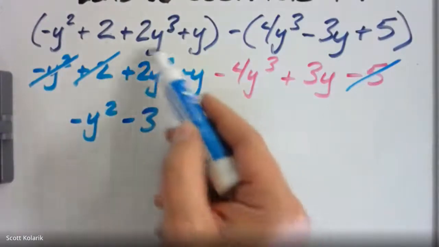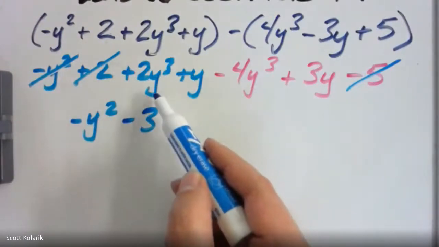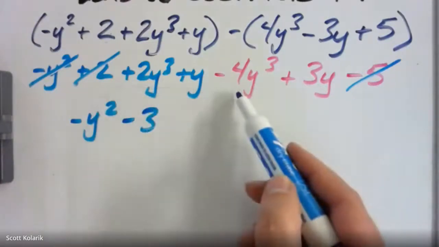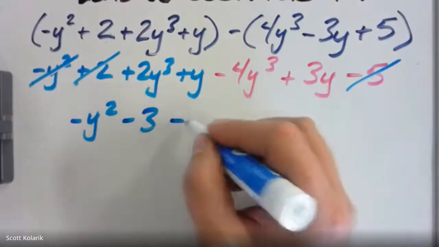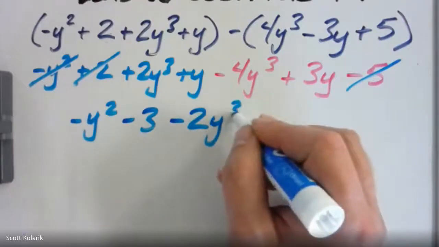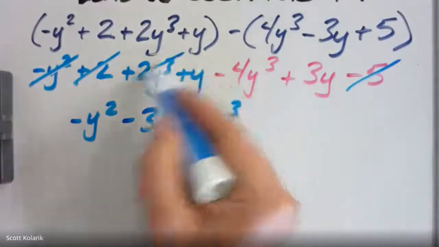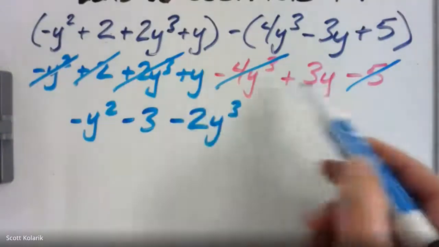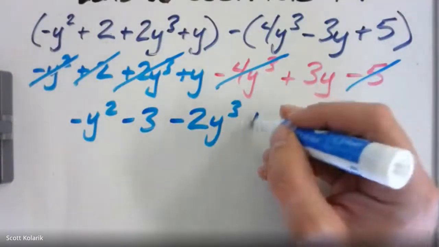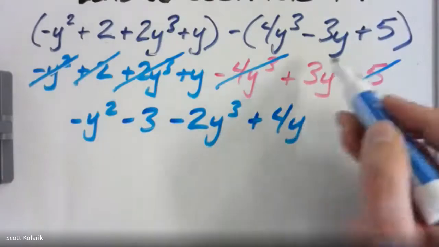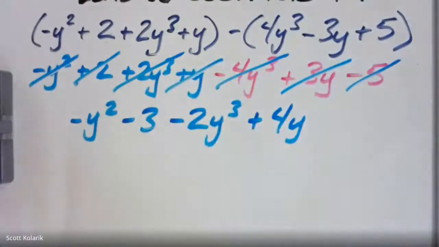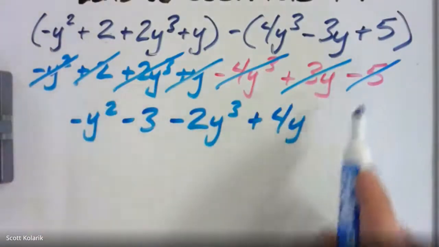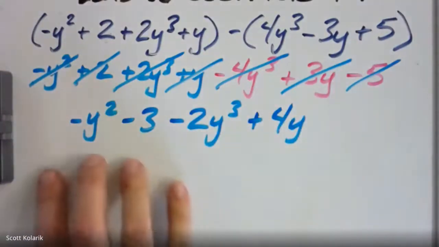Next one up, I have a 2y to the third power. This can only combine with other y to the third powers. There's one right here. So I have positive 2, negative 4. Combined, they make a negative 2y to the third power. And these guys are done. Almost done. Last two terms, positive y, positive 3y. Combine them together, I get positive 4y. And those guys are done. Nothing left over. That's part of the reason why I do it. I double check to make sure I didn't miss anything. And now this is my result.